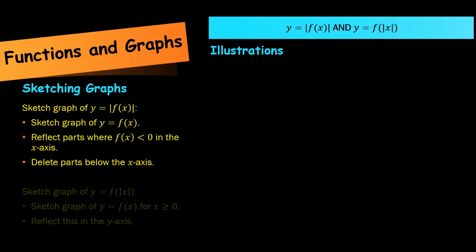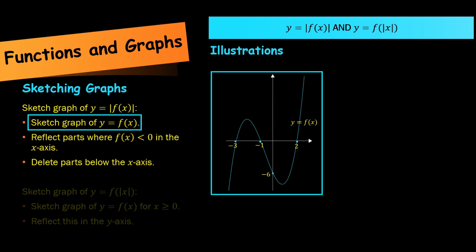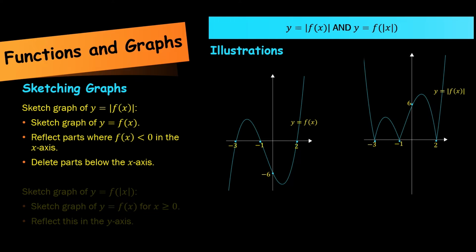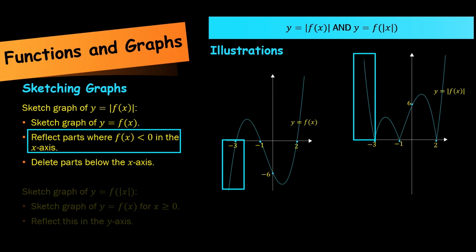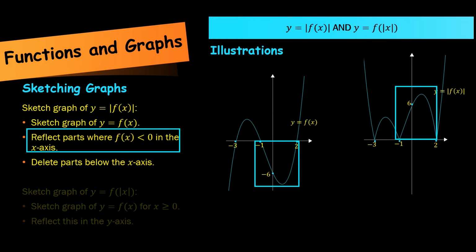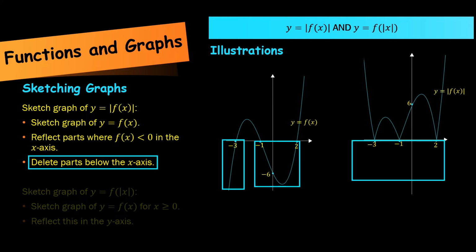So let's illustrate a graph of y equals mod f of x. Suppose this is our y equals f of x, and we've sketched it as shown. In order to sketch y equals mod f of x, reflect the parts where f of x is less than 0 in the x-axis, as shown here and here. And finally, delete the parts below the x-axis, as shown here.